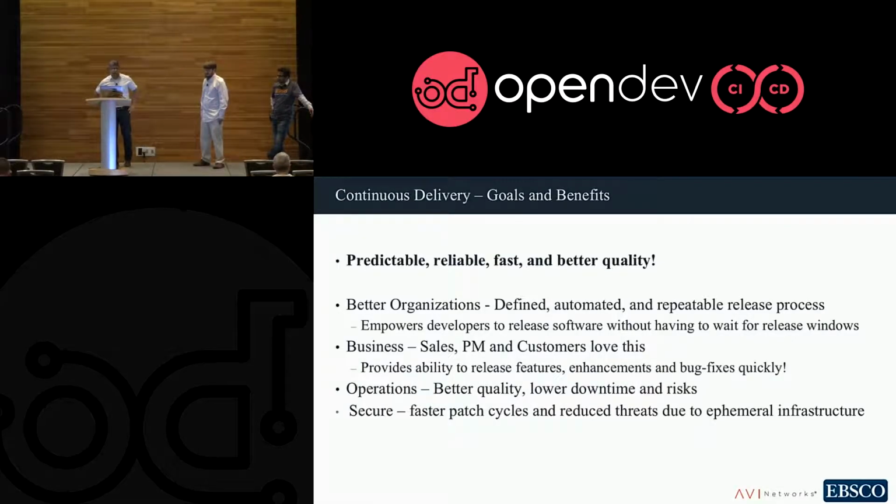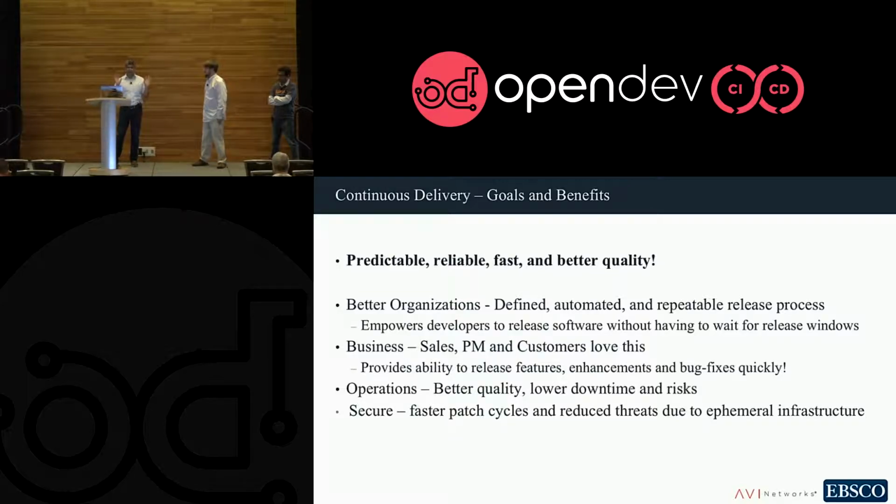With that, I'm just going to summarize. The goal of continuous delivery is to have predictable, reliable, fast, and better quality software. Some of the other benefits you get are much better organization and a very efficient, automated, and well-defined process to roll out software. This also empowers software developers and teams to do releases much more frequently and not have to wait for those traditional models where a release happens only once a year.